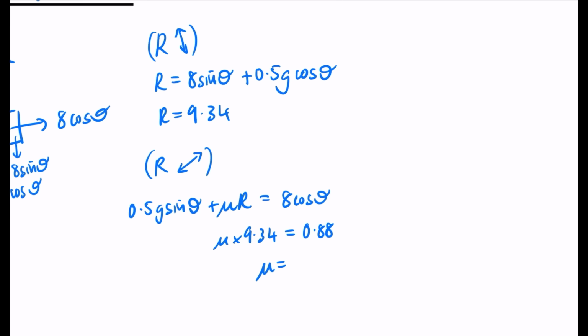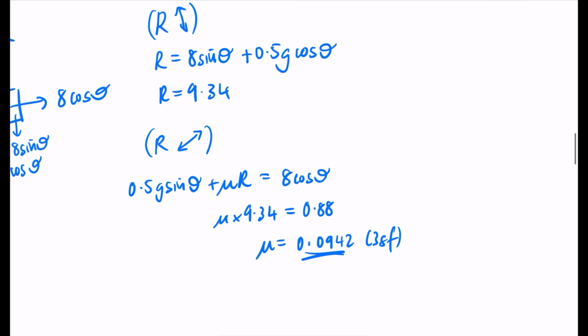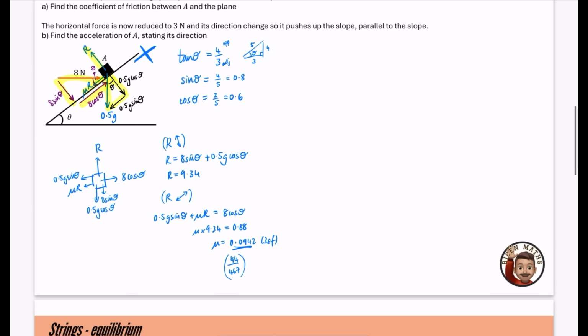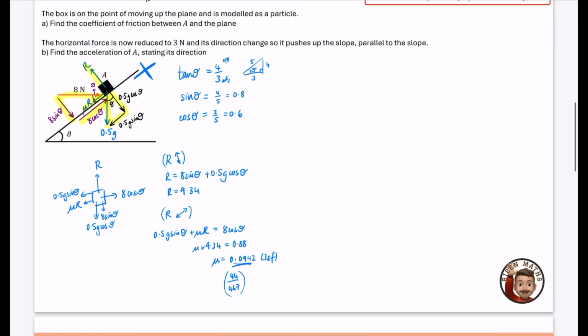And I come up with mu as 0.0942 to 3 significant figures. If you wanted it as an exact value, I think I have it as 44 over 467, but there's no need to have it as an exact. A rounded value is perfectly fine. Okay, so we've got the coefficient of friction. This was all part A of the question.